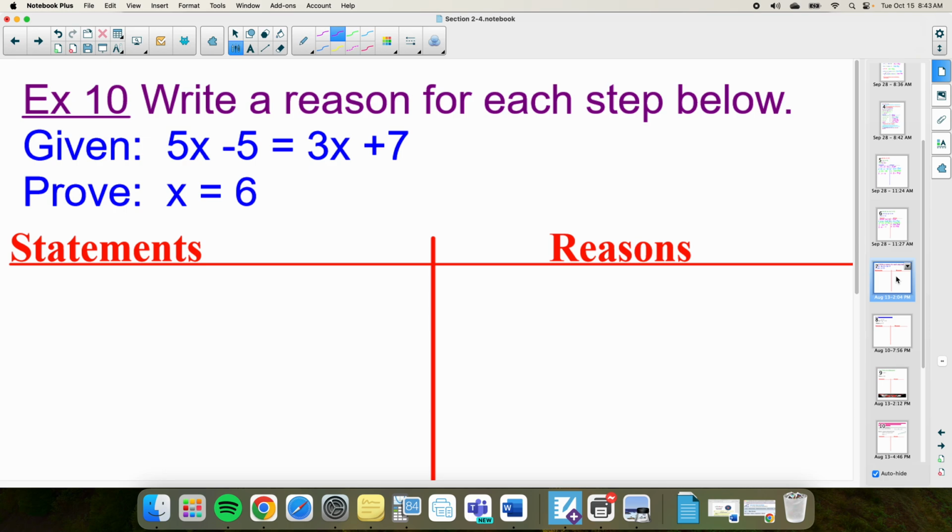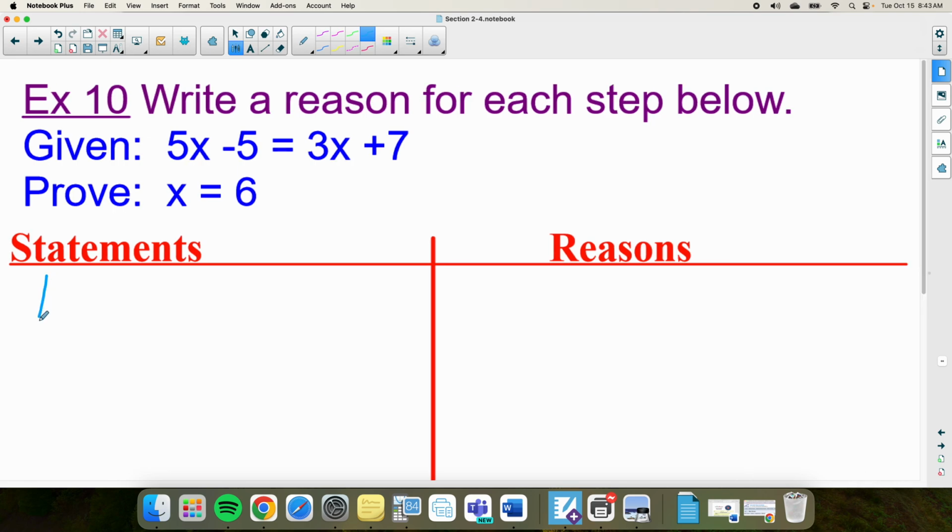Okay? Now, in this one, let's write down our given again. 5x minus 5 equals 3x plus 7 is given.